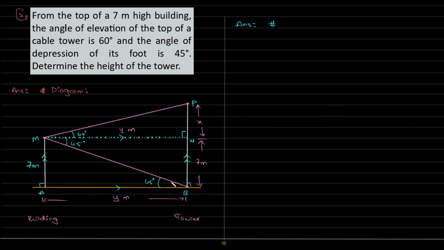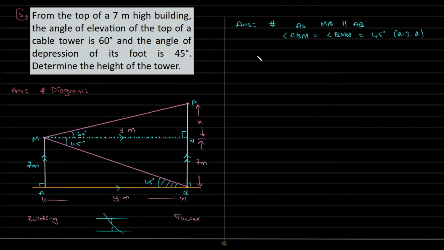And this is 45 degrees. Why? This is parallel to this. This is acting like a transversal line. So you have two parallel lines and a transversal line. So these two angles will be equal to each other because they are alternate interior angles. So let's start by writing all of that. MN is parallel to AB, so angle ABM is equal to angle BMN, which is equal to 45 degrees. Alternate interior angles.